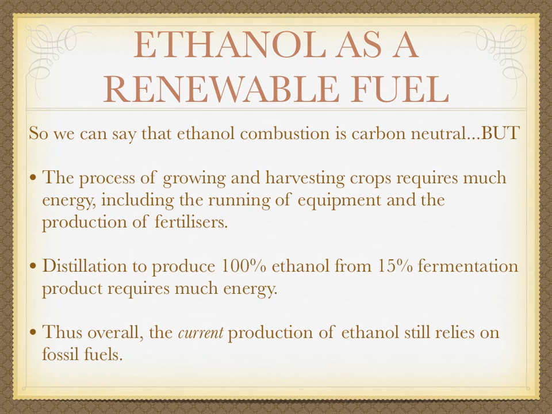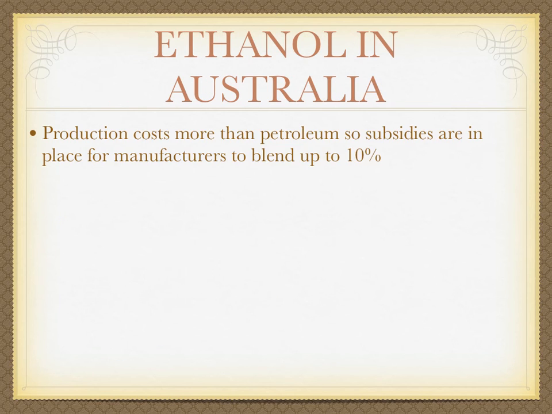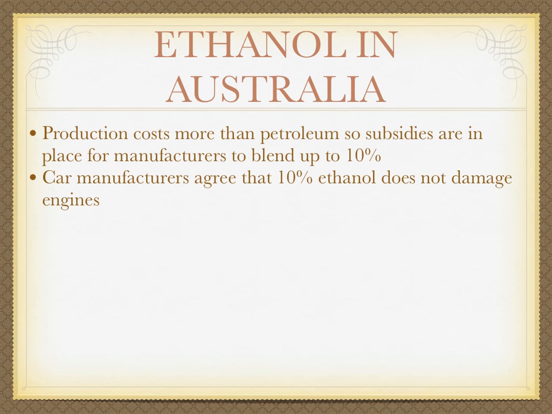So overall, the current production of ethanol still relies on fossil fuels, because those two energy inputs for crop cultivation and distillation are coming from the power grid, which is driven by fossil fuels. Ethanol in Australia, at the moment, if you have a look, the production costs way more than petroleum, so we're currently using blends. And car manufacturers agree at the moment that a 10% ethanol mix does not damage car engines.